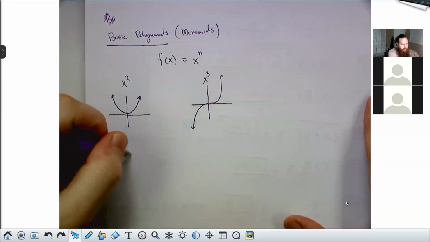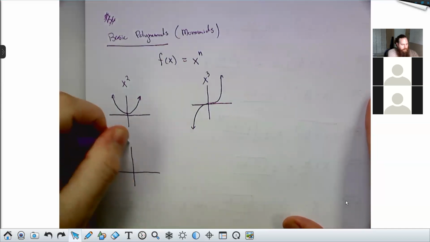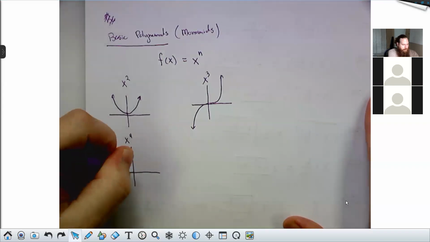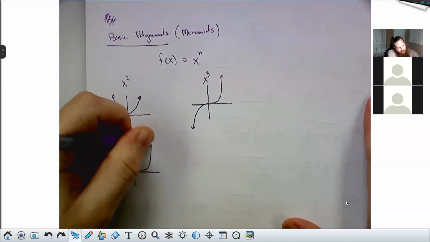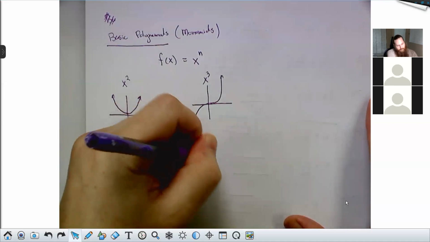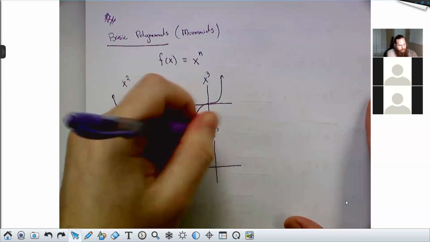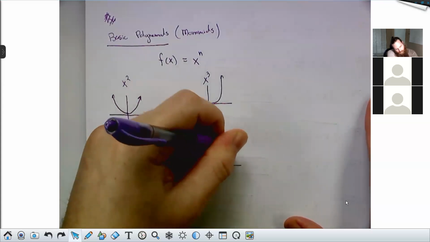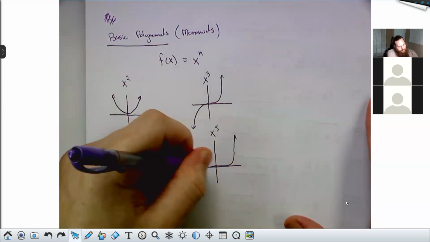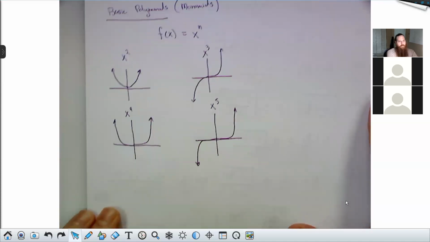X to the 4 is like a flattened out version of x squared. It's like someone came in and squished x squared down harder on the x-axis. X to the 5 is like a flattened down version of x cubed. And the pattern continues like this.